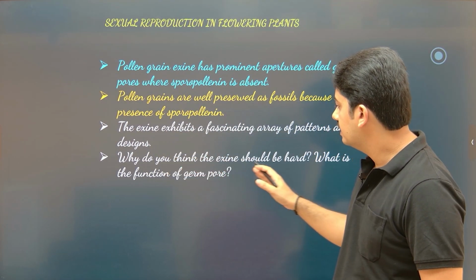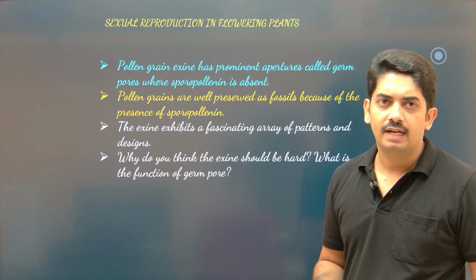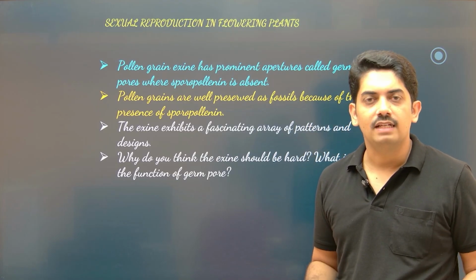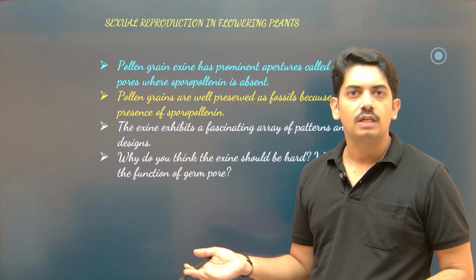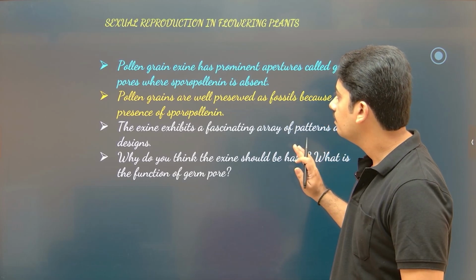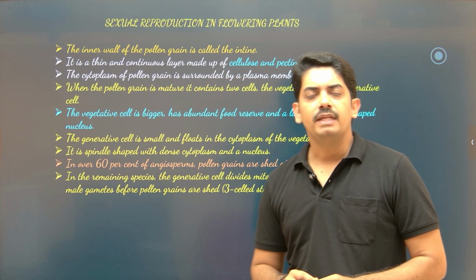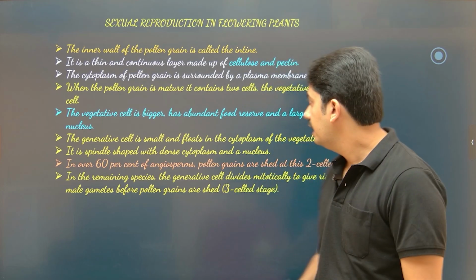Why do you think the exine should be hard? Because it is the layer which protects the pollen grain. And what is the function of the germ pore? It helps in the formation of the pollen tube. Now coming to the inner wall. As I said, the inner wall is made up of intine.